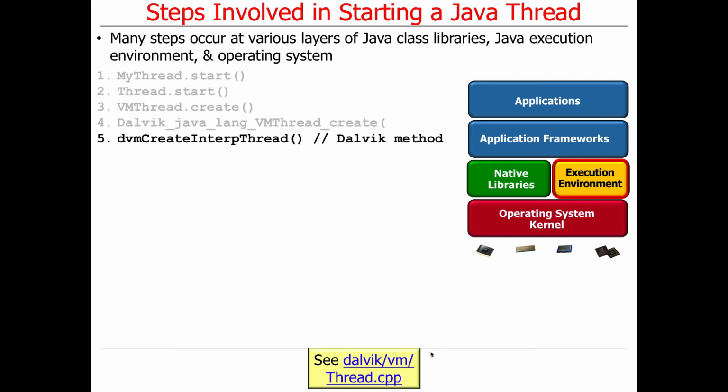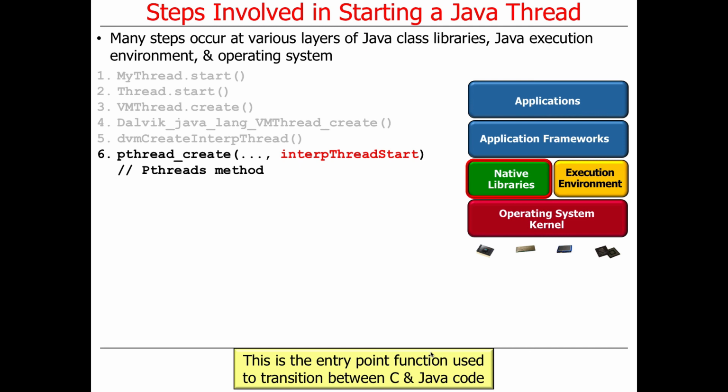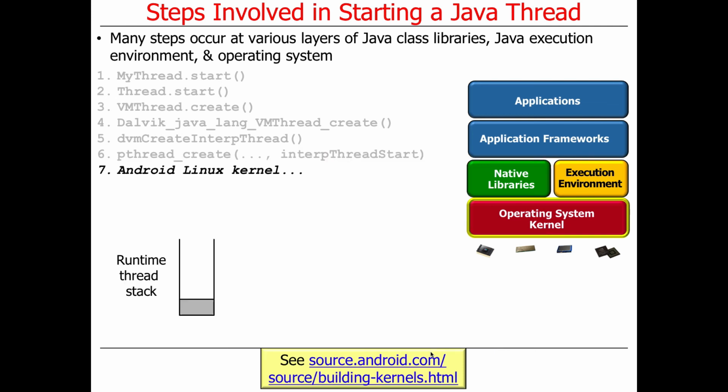That ends up calling dvm, which stands for Dalvik Virtual Machine, createInterpThread. That finally ends up calling pthread_create. pthread_create is a method that comes from the pthread library. So now we're in sort of GNU Linux land. And this is essentially the transition point between the happy world of Java and object orientation with abstraction and type checking and so on, into the cold, gray, sort of dreary world of C, which is where the operating system works. At that point, the Android Linux kernel will create a thread, which has a runtime stack plus other stuff.